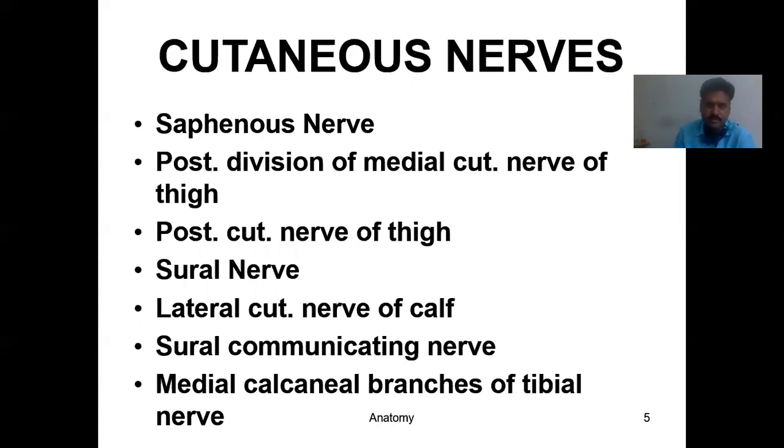So what are the cutaneous nerves? The skin of the back of the leg is supplied mainly by these nerves: the saphenous nerve, which you know is the longest cutaneous nerve in the body, a branch from the femoral nerve; the posterior division of the medial cutaneous nerve of thigh; the posterior cutaneous nerve of thigh; the sural nerve; the lateral cutaneous nerve of calf; the sural communicating nerve; and the medial calcaneal branch of the tibial nerve. So these are the cutaneous branches that supply the skin of the posterior compartment of the leg.